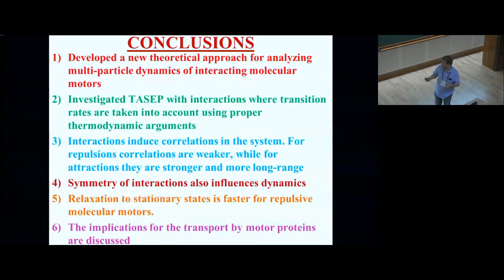And we argue that these interactions induce correlation. But what is interesting, the sign of interactions has a dramatic role here, which was a surprise. The correlations are weaker and much shorter range for repulsions, but they are stronger and more long range for attractions. And it has a dramatic effect on dynamics. We also argue that the symmetry of interaction also affects dynamics. We also argue that the relaxation to the stationary state is faster for repulsive interactions, and longer for attractive ones. And we made some speculations about how it might be important for motor proteins.